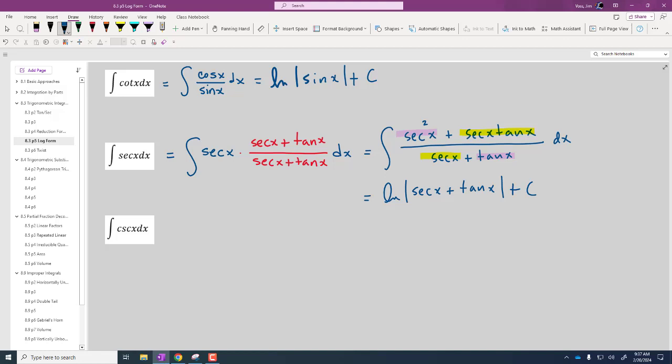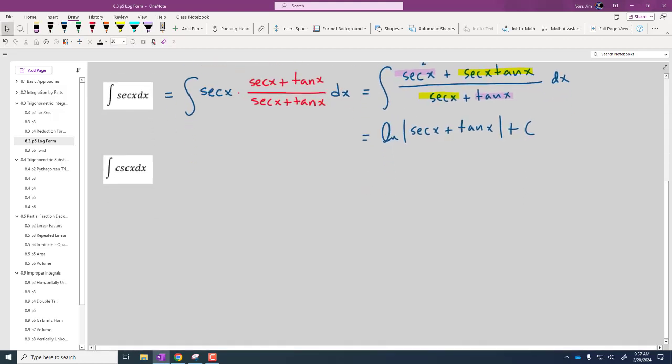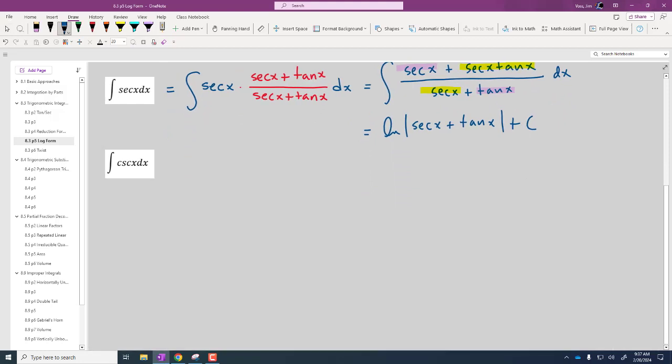You don't have to go through the step there, but that's how we prove that the antiderivative of secant is in fact that. Multiply by 1. It's our little trick of multiplying by 1. So now this one's a little harder, cosecant.